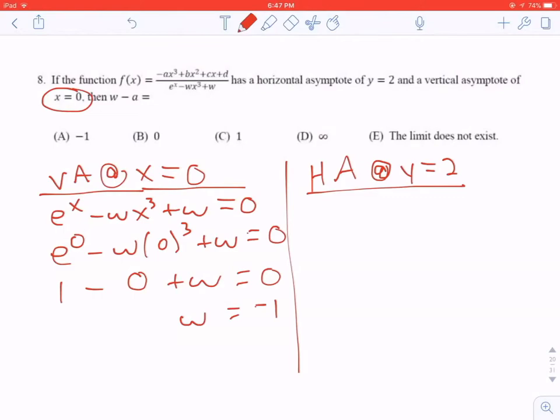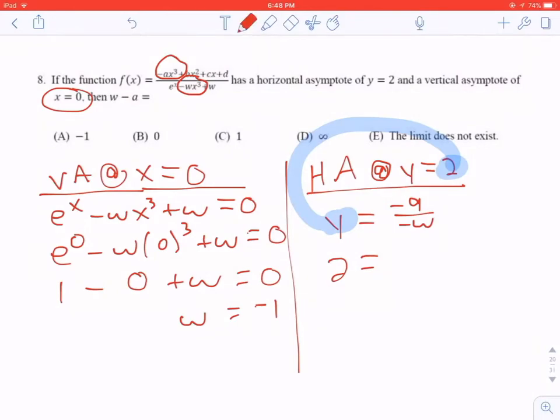So if I compare the coefficients that have the same exponents, which are here and here, yes, I'm ignoring the e to the x. I do not know how that factors into this, so I'm ignoring it. So negative a over negative w, that has to equal 2 because we're told that y equals 2. And we just figured out what w was.